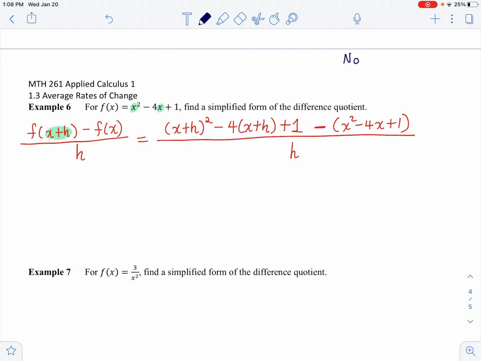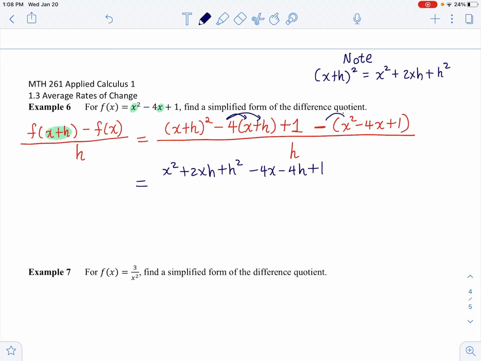Quick note. Note that x plus h squared is equal to what? You know what it is. That is x squared plus 2xh plus h squared. So I'm going to use that to simplify that part. I will have x squared plus 2xh plus h squared. I will distribute this negative 4: minus 4x minus 4h. Bring down that plus 1. And let's distribute the negative sign to the f of x. Minus x squared plus 4x minus 1, all over h.